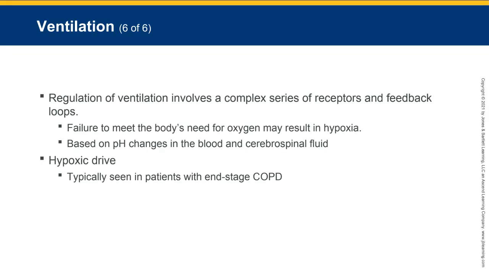Regulation of ventilation involves a complex series of receptors and feedback loops. Failure to meet the body's need for oxygen may result in hypoxia. And this is based on pH changes in the blood and the cerebrospinal fluid. So the primary stimulus to breathe is based on changes in the pH, and the receptors for the primary stimulus are located in the brain stem.